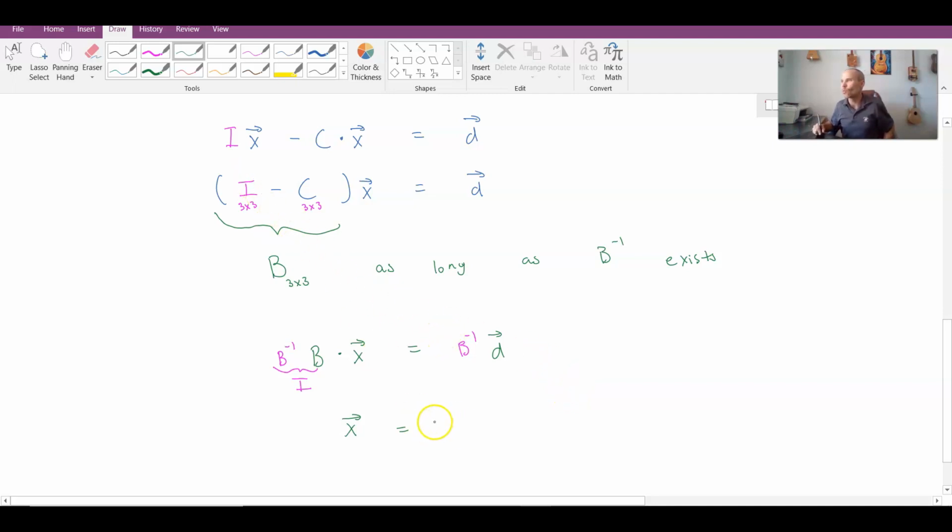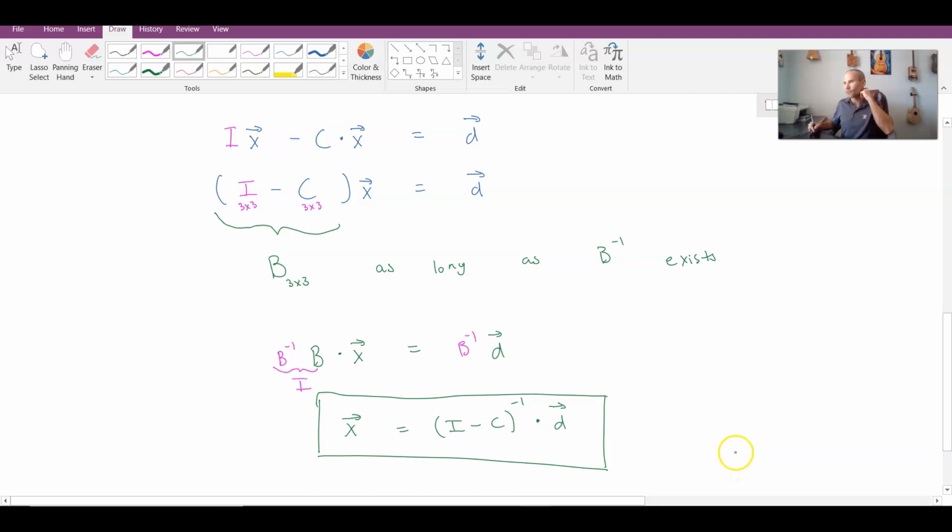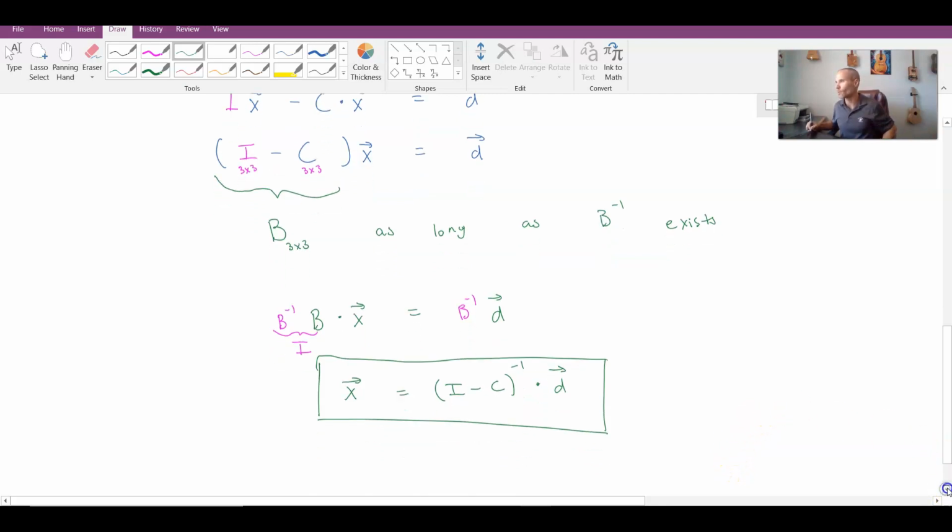Well, what is B? B was this quantity I minus capital C. So all I'm doing here is just replacing B with it. Now we could have left it there in the first place. We could have just said multiply both sides by quantity I minus C inverse, and everything would have been fine in that regard as well. But here we go. Here is our solution for figuring out the total amount needed to be produced in order to meet a certain demand requirement.